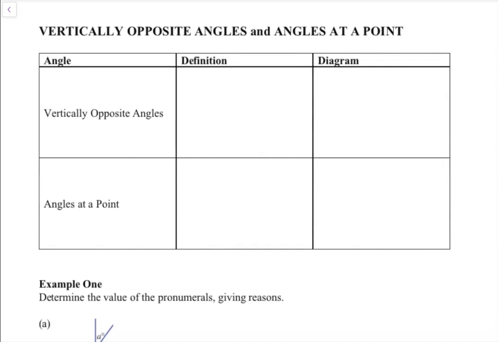So today we're going to be looking at vertically opposite angles and angles at a point. So let's get our definitions sorted out. Vertically opposite angles, the definition: when two lines meet at a point, vertically opposite angles are equal.